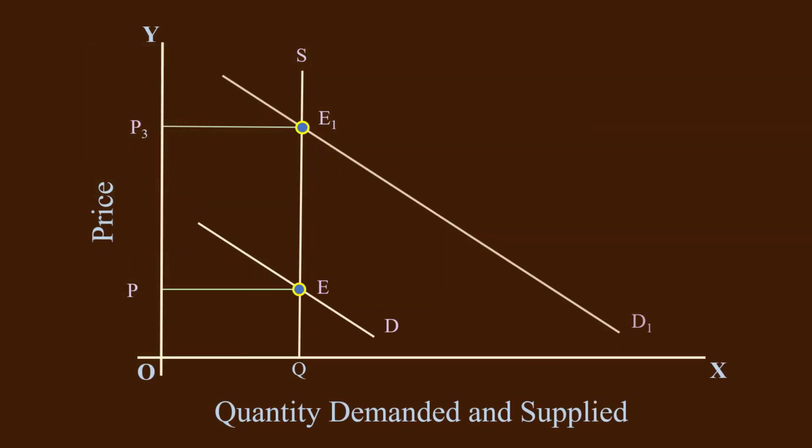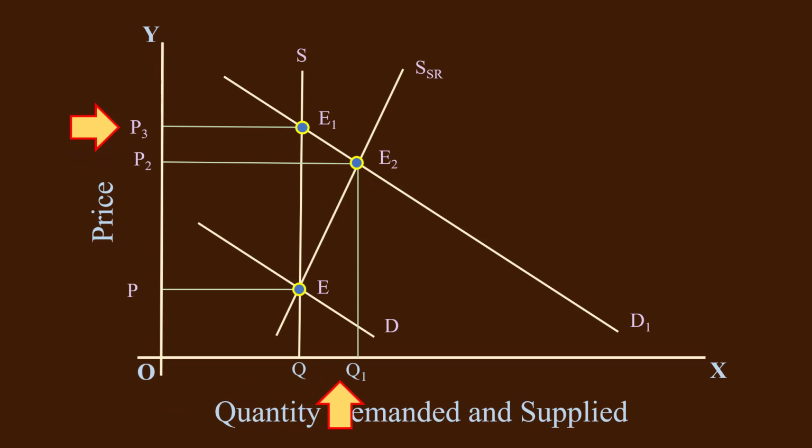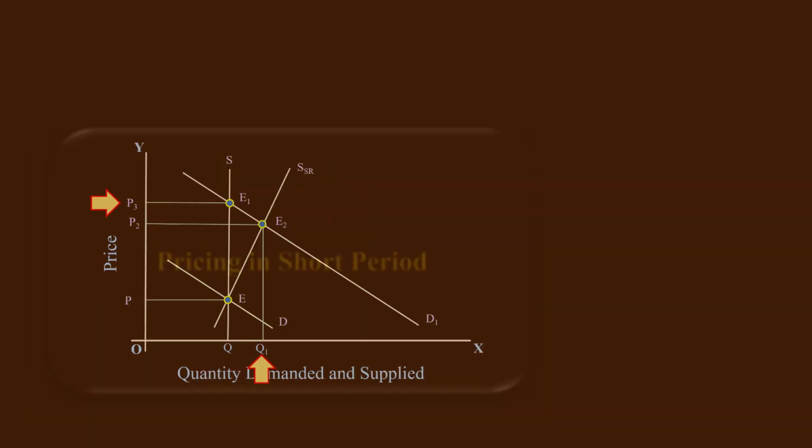If the sellers are confident that the demand curve is going to stay at D1 forever, they will decide to expand the output. The producers start operating on a new supply curve SSR. It is relatively inelastic. The short-run supply curve SSR cuts the demand curve D1 at point E2. The short-run equilibrium price is P2. It is less than P3. Supply has increased from Q units to Q1 units.